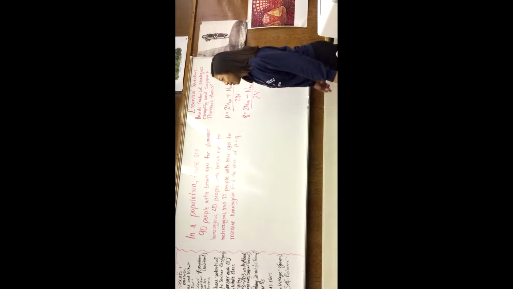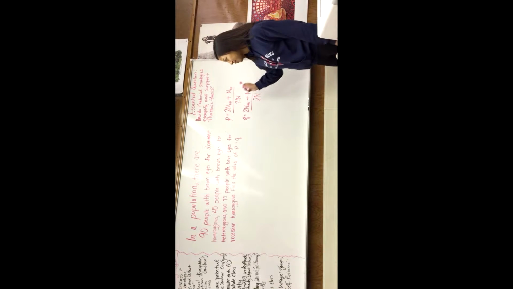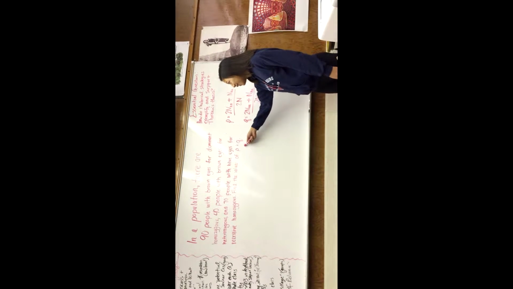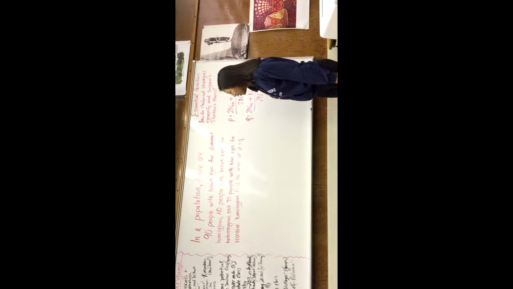For the first problem, sometimes you start off with the genotypes and want to get your way to the allele frequencies. In a population, there are 90 people with brown eyes for dominant homozygous, 40 people with brown eyes for heterozygous, and 70 people with blue eyes for recessive homozygous. Find the values of p and q.